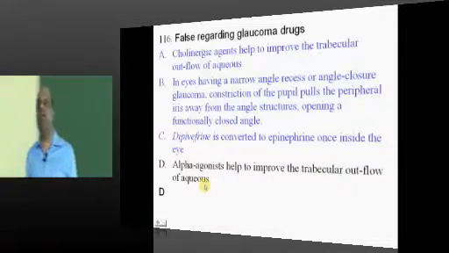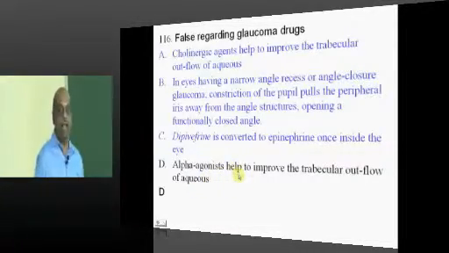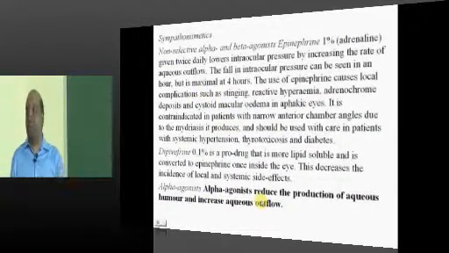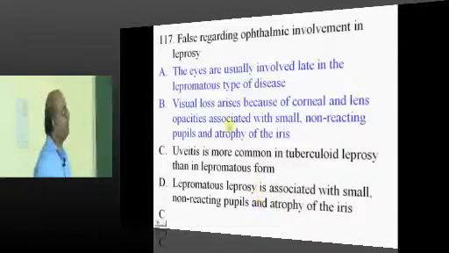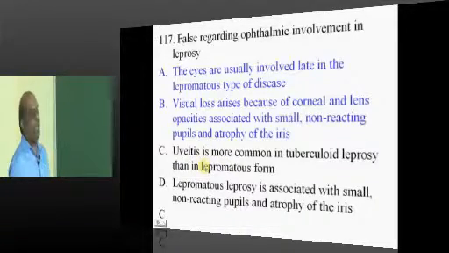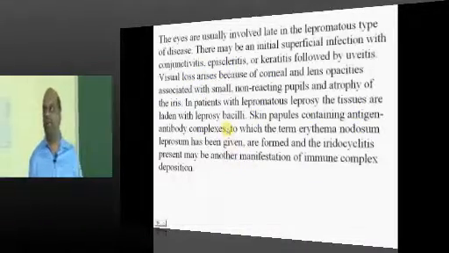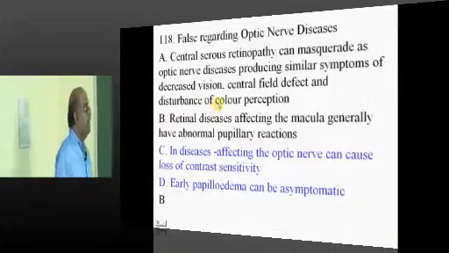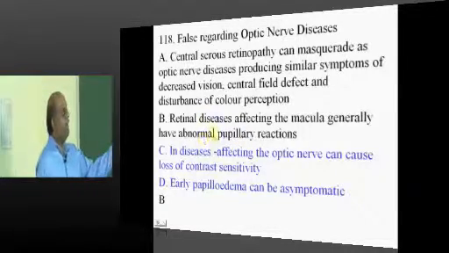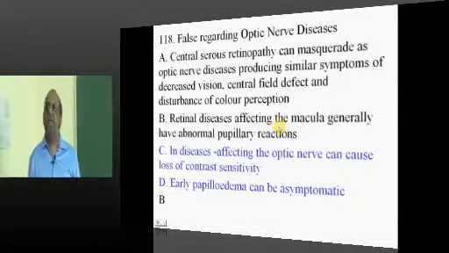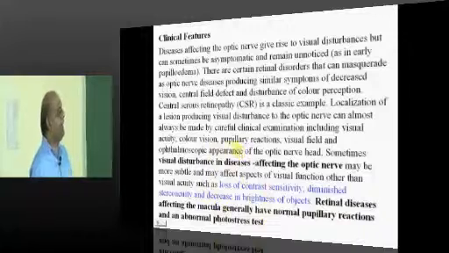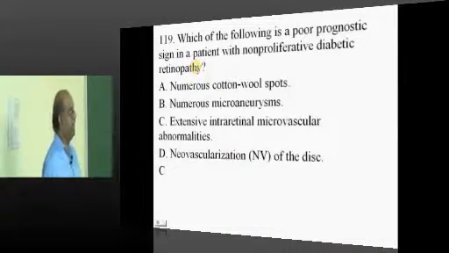Now how does alpha agonist act as an anti-glaucoma drug? Alpha agonists act by reducing the aqueous humor production instead of increasing outflow. Coming to leprosy, uveitis is more common in the lepromatous form rather than tuberculoid form. Now coming to optic nerve diseases, if there is any problem in the macula, it only affects the visual acuity. That is the reason the pupillary reaction is not affected much.